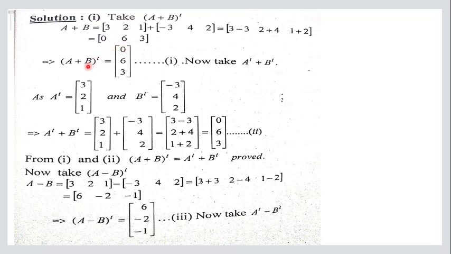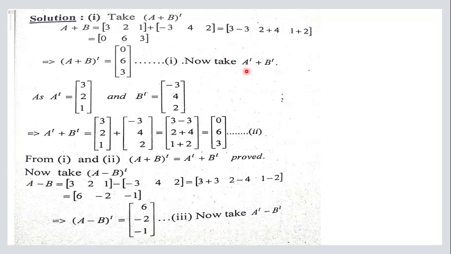Let me revise how to take a transpose. Now this is a matrix [0, 6, 3]. We need to take the transpose of this matrix. It's quite simple. In transpose, we just switch rows with columns. So 0, 6, 3 is the row. We need to switch this into a column. So this will become 0, 6, 3 as a column. So this is the transpose. (A plus B) whole transpose is equal to [0, 6, 3]. Name this equation 1. Now we take the right hand side, which is A transpose plus B transpose.